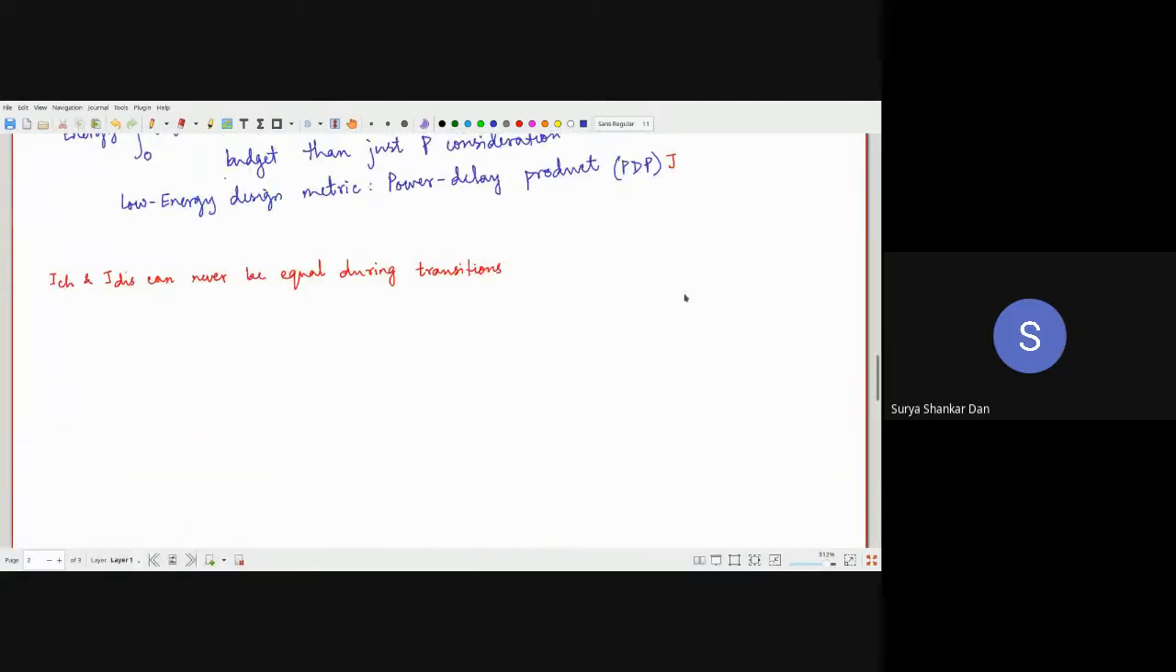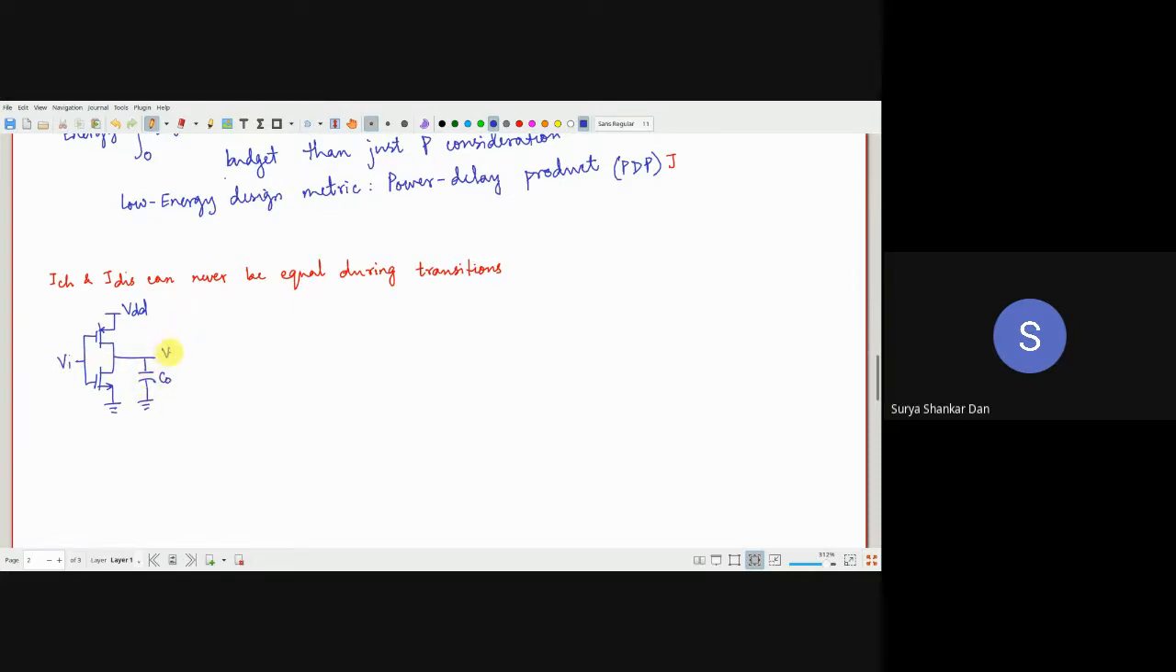So today we shall begin with one question which one of you asked: that during the transitions, the charging and discharging currents can never be equal. So let us understand this statement which I made previously. You are essentially having any circuit, but let us say for simplicity's sake just an inverter. So basically you are going to have one pull down network and the other one is the pull up network. So this is VI here.